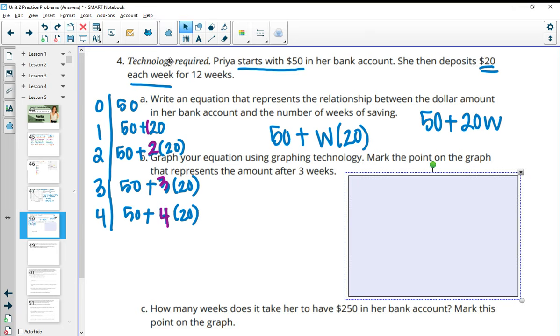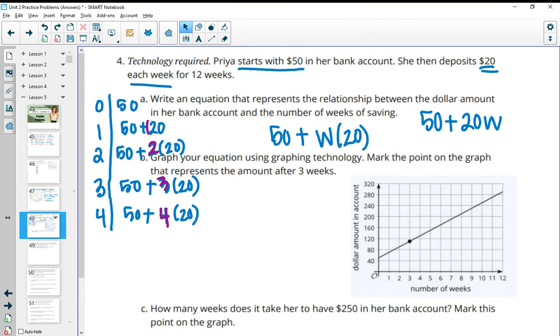Then part B asks us to graph this equation. So graph it on Desmos or in your graphing calculator, and you'll get this line. So you want to go to 12 weeks, and then you want to change your Y scale to be able to see, this one changes up to 320.